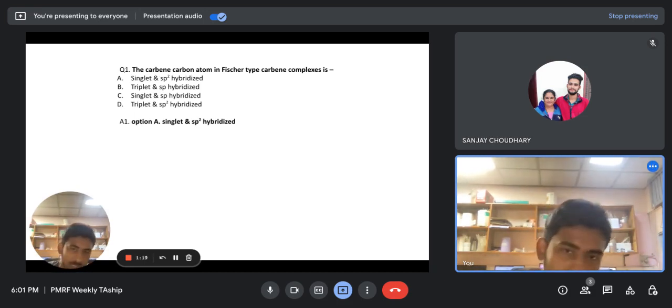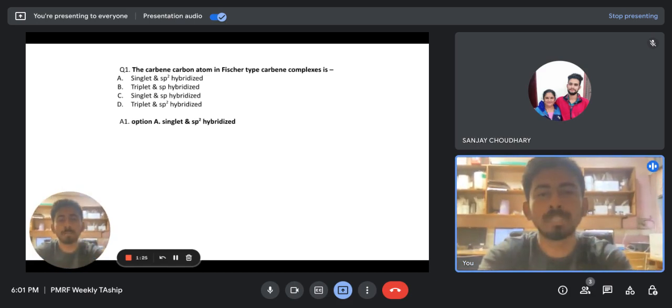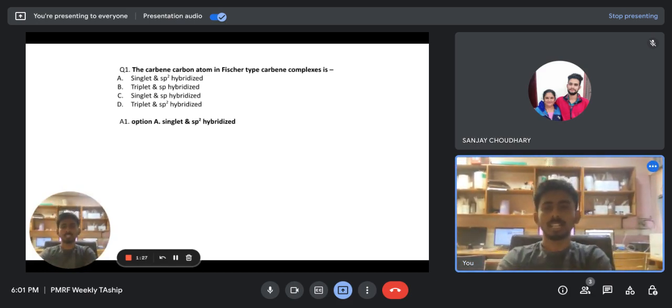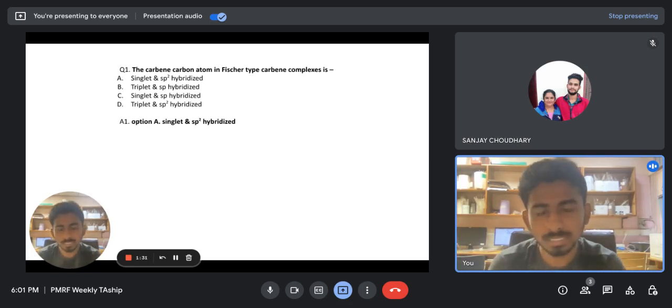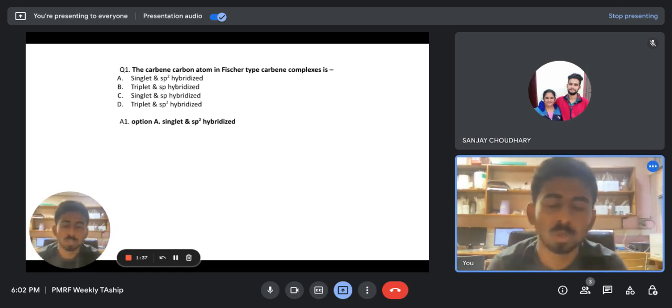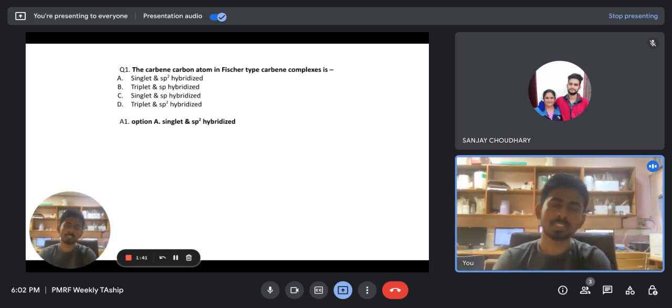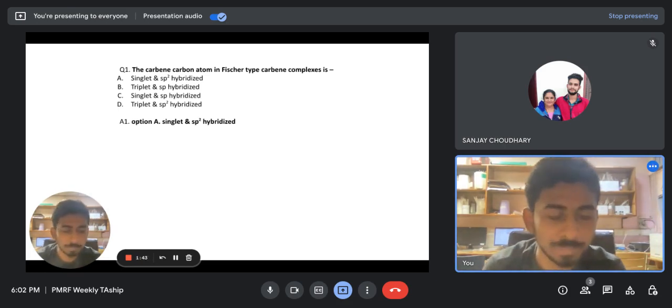So we shall start with the first question. The first question is: the carbon atom in Fischer type carbene complexes is singlet and sp2 hybridized, or triplet and sp hybridized, singlet and sp hybridized, or triplet and sp2 hybridized. Many of you may already know that this is singlet and sp2 hybridized.